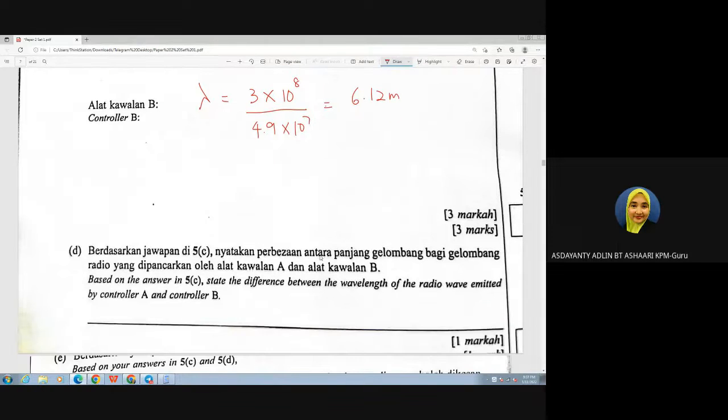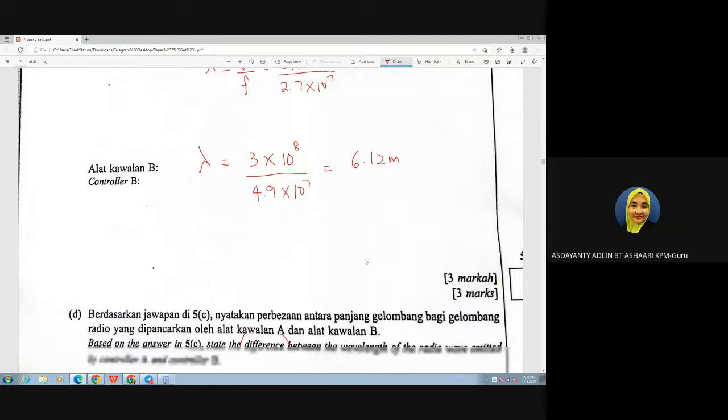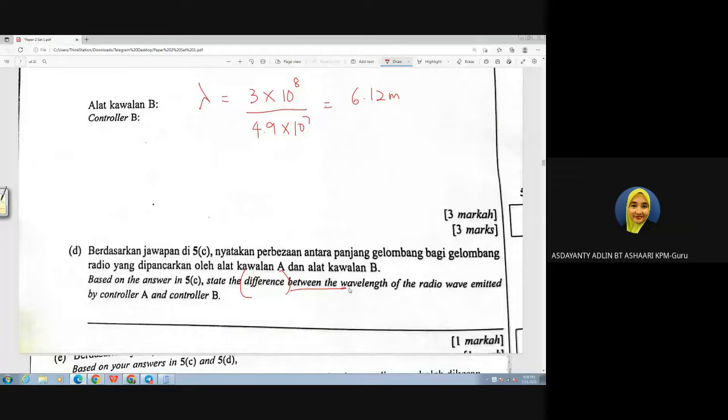Okay, next. Based on the answer in 5C, state the difference between the wavelength of the radio wave emitted by controller A and controller B. Okay, so the difference here, you state about the wavelength. Which one is longer? So you can see controller A, the wavelength is longer than controller B. So the difference between the wavelength: wavelength of controller A is longer.